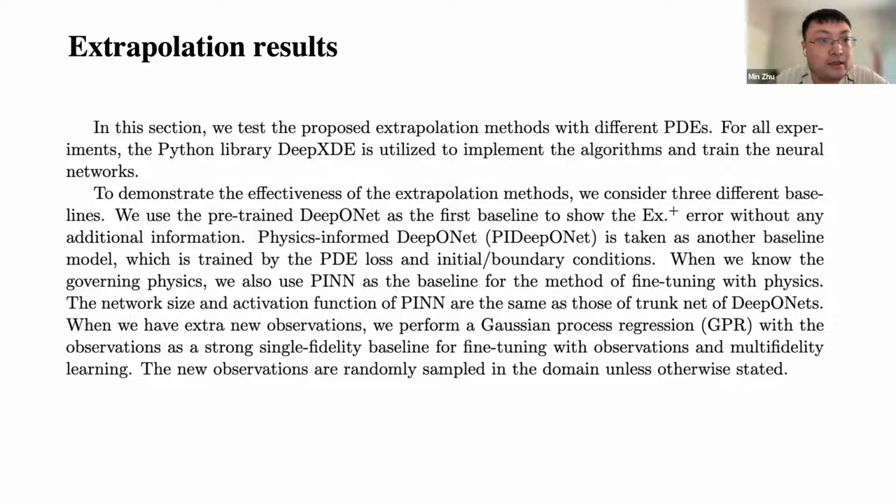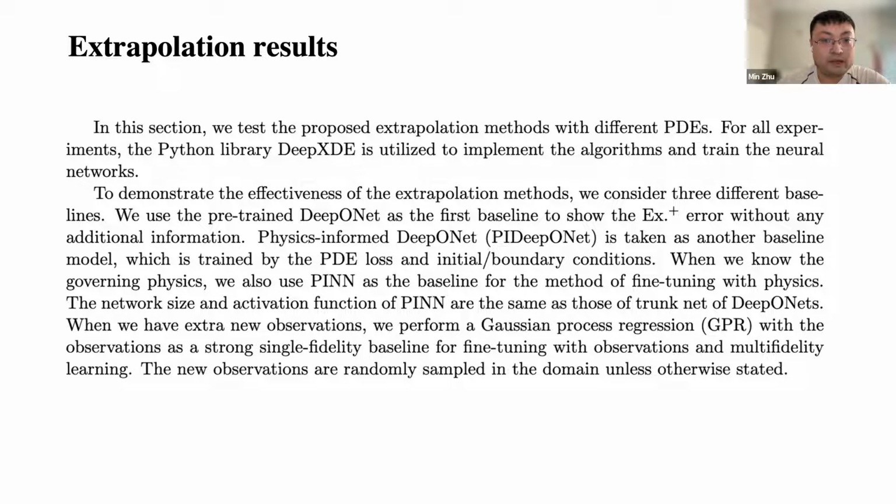In this section, we test the proposed extrapolation method with different PDEs for all the experiments. The Python library DeepXDE is utilized to implement the algorithms and train the neural networks. We demonstrate the effectiveness of our methods. We consider three different baselines. One is the pre-trained DeepONet, another is the physics-informed DeepONet, and the last is Gaussian process regression, which is called the GPR.